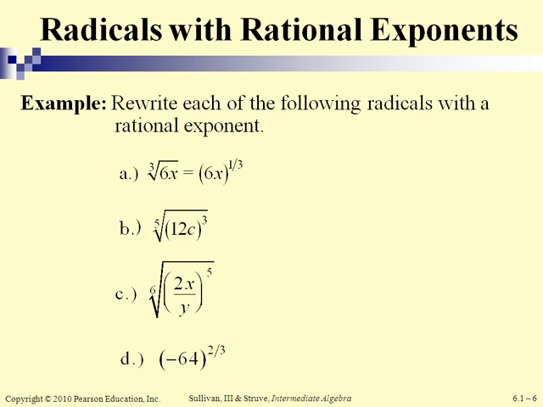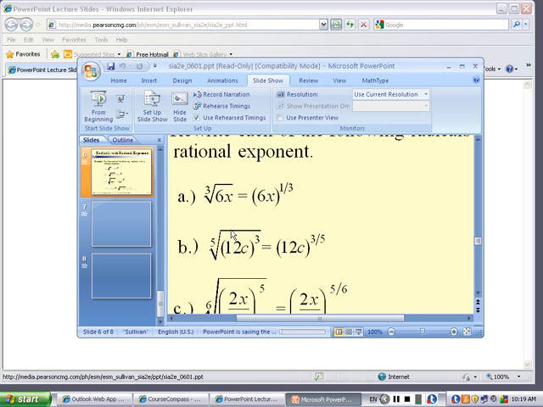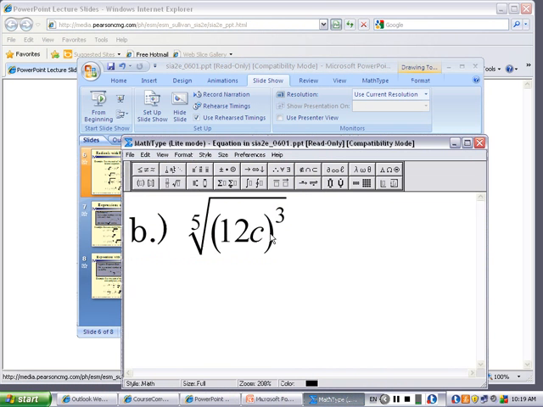Okay. What did you get? It should be 6x to the power 1/3. Is that right? Yes. What about next? It should be 12c to the power 3 and then to the power 1/5.